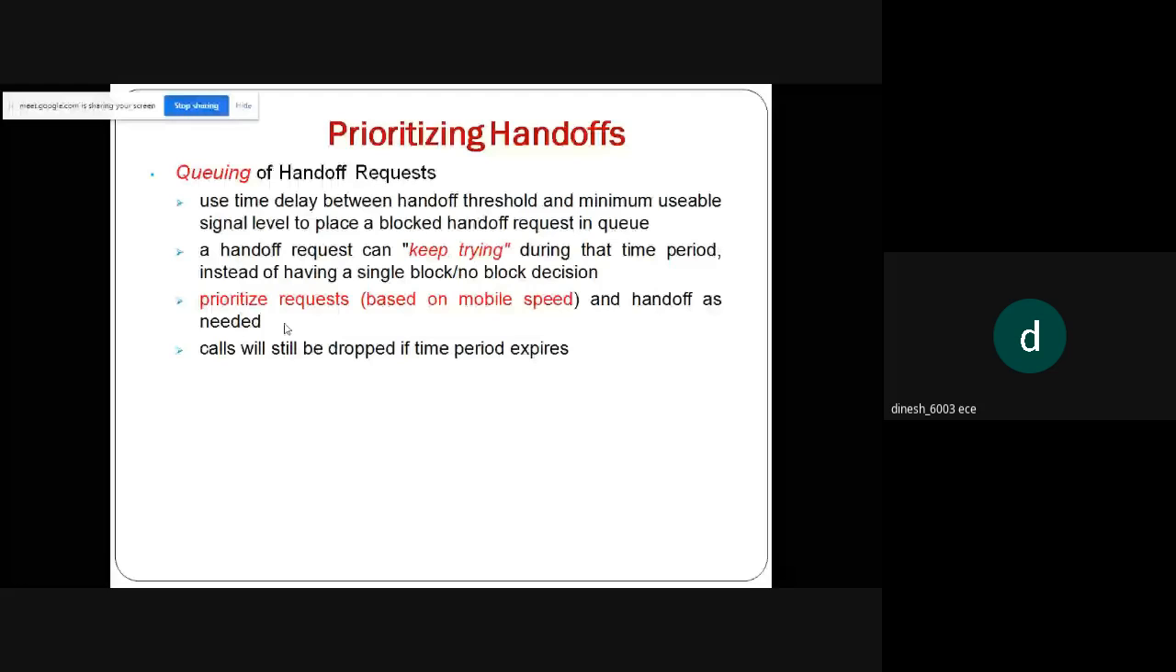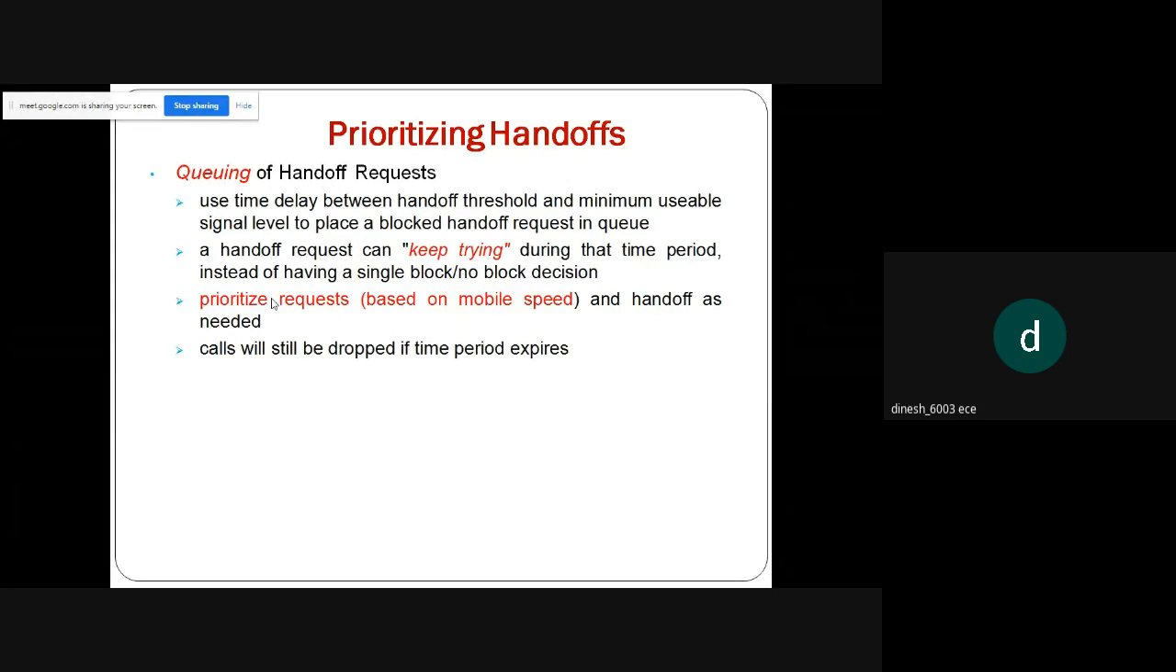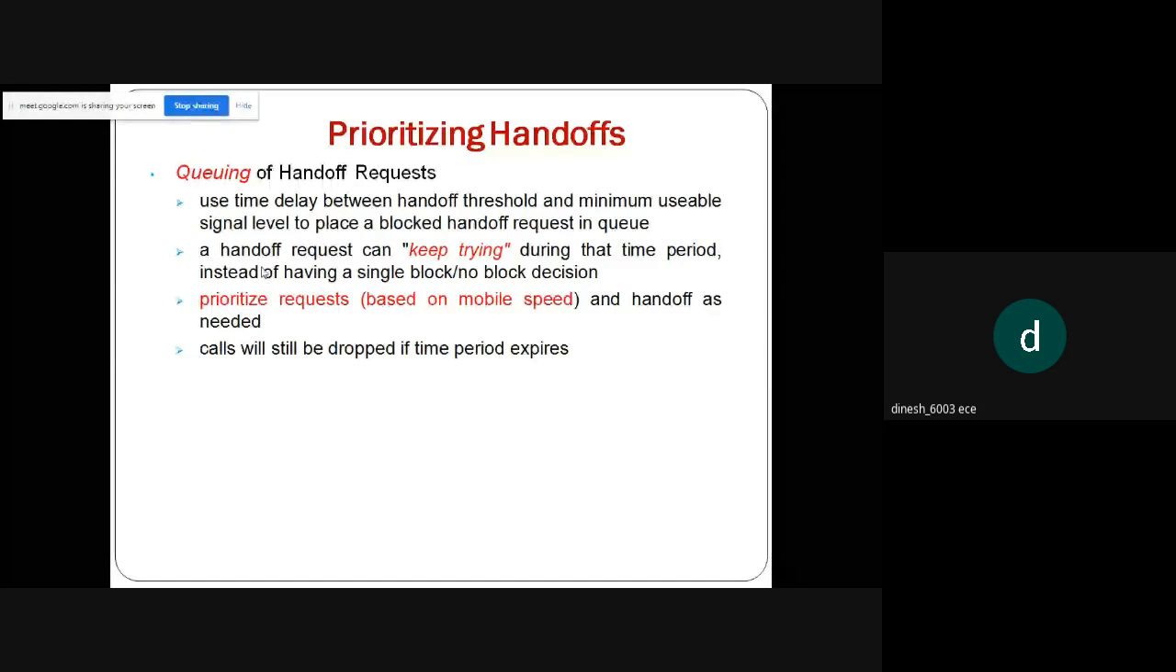So depending upon the time period, this is decided by using the time delay between the handoff threshold and the minimum usable signal level to place a blocked handoff request in queue. So a handoff request can keep trying during that time period instead of having a single block or no block decision.